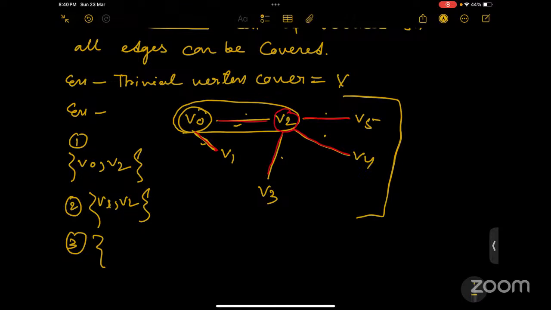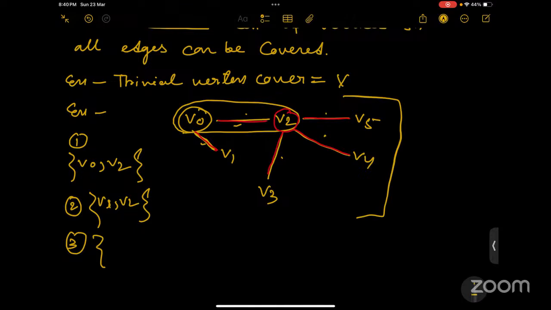When you are finding the vertex cover, it's not necessary to find the minimal number of vertices. Here you just have to find the possible covers. So what is another possible cover? V0, V2, V5, or V0, V2, V4, something like that. Once you are taking V2, we don't need to take V5, V4, V3, right? It is not adding any new edge.